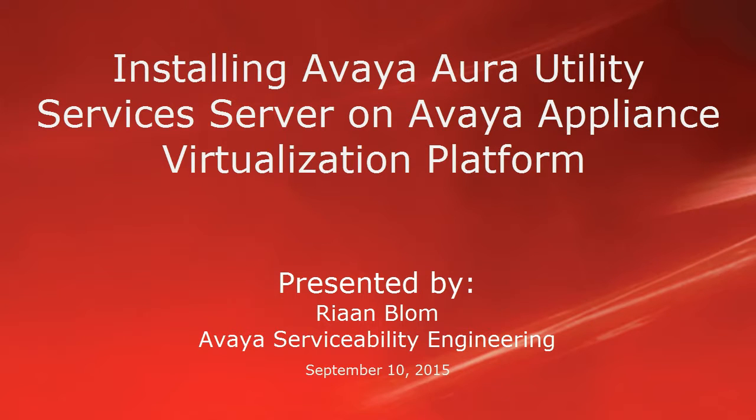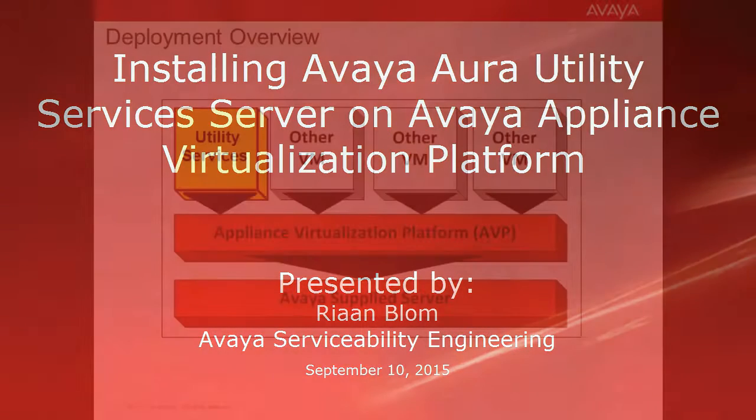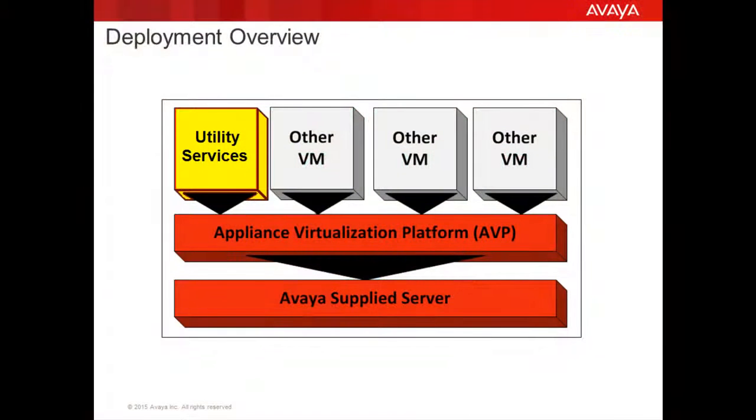This video is about installing Avaya Aura Utility Services Server on Avaya Appliance Virtualization Platform. Let's take a quick look at where we are in the deployment steps for getting utility services installed on the Avaya Appliance Virtualization Platform, also known as AVP. Looking at this image, what you should have done already is installed AVP on an Avaya supplied server. So we are deploying the utility services virtual machine onto this pre-installed environment.